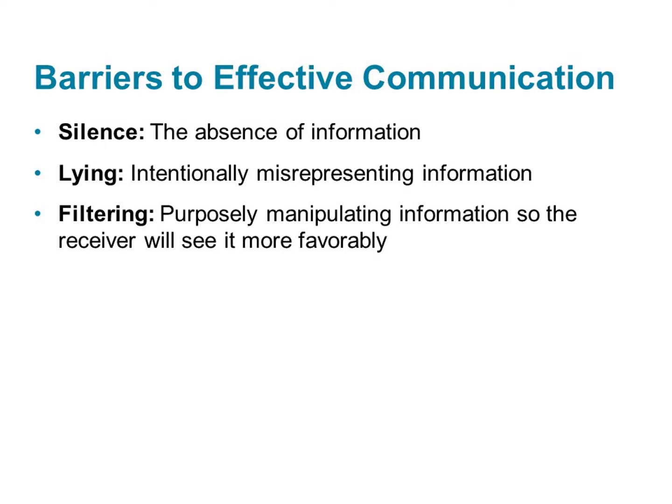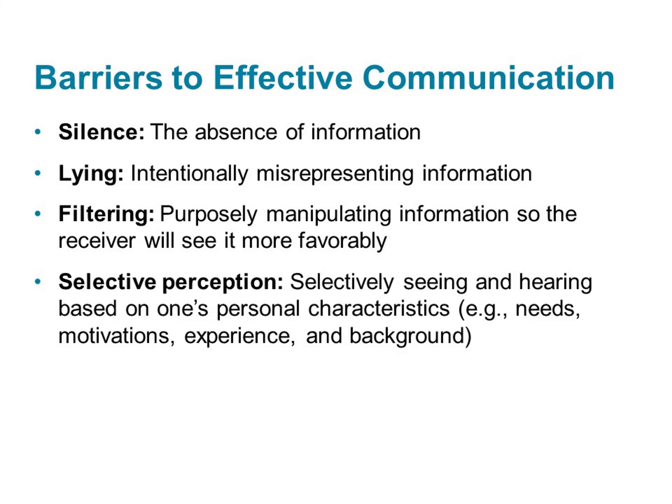Filtering refers to the deliberate manipulation of information so that the sender perceives it in a more favorable manner. For instance, some of us tell other people what we think they want to hear. We tell them that we like their new haircut, or we tell our boss that we don't need any help. Obviously, the problem with filtering is that people don't have all the information they need, and problems can become worse if we don't address them early.